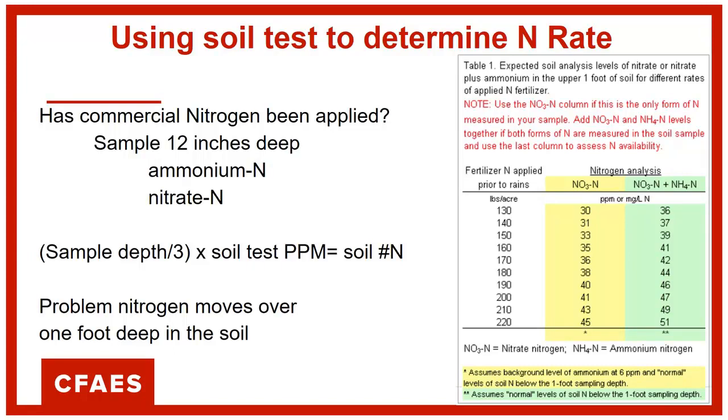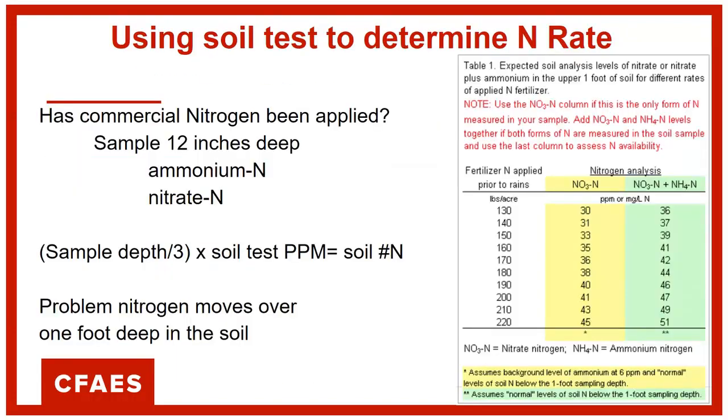You took the sample depth and then multiplied that, divided by 3, multiplied it by parts per million, and that gave you the soil available N that was out there, that we could have plant available at that point in time. Problem is, nitrogen does move deeper than 1 foot, but if you're going to get a sample deeper than 1 foot, you definitely need a probe probably with 2 pogo pegs on it, so when you jump on it, you can get it into the ground and get it back out.